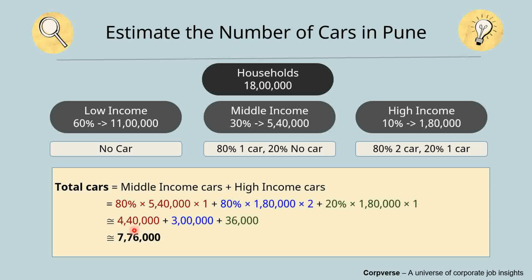So please note that here you don't have to be accurate with your numbers. You can round them off to the nearest power of 10. Accuracy is not important. And when you sum up, you have 7,76,000. So this is the total number of cars that we have calculated or guesstimated for the city of Pune. Always remember, all the assumptions that you take just have to be sound, they don't have to be accurate, and your calculations can be rounded off. That does not matter. What matters is how logical you are in your approach to arrive at the final number.